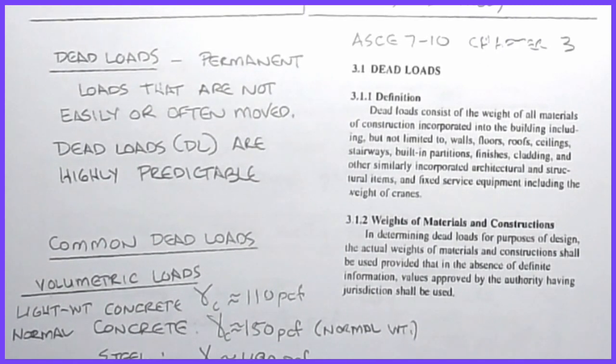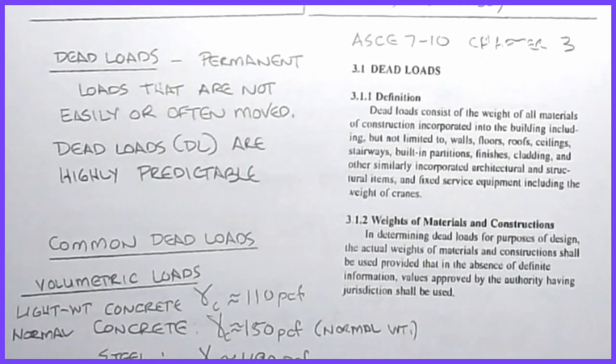It could be things like the weight of the concrete slab on the floor, the weight of the walls, things that you don't expect to be moving around on you on a regular basis. It's not like vehicular traffic or people traffic or wind or even snow for that matter. And so these dead loads are something permanent.